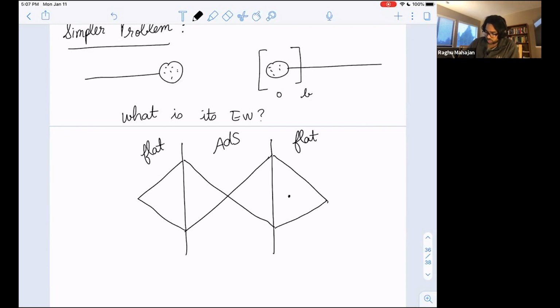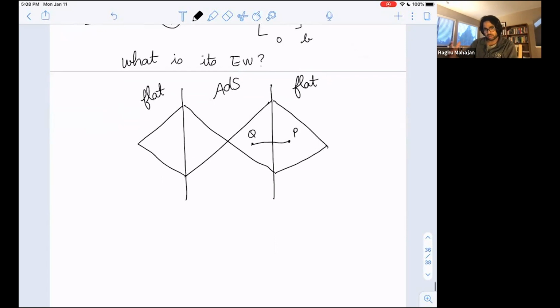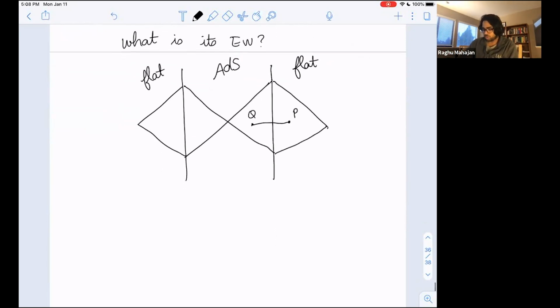We have this point here. Let me call this point P. So we have the point P with coordinate B, and its quantum extremal surface will lie somewhere here, right? We will just have some candidate quantum extremal surface Q. And this will be the entanglement wedge. Okay, so now we're just supposed to find what are the coordinates of Q.